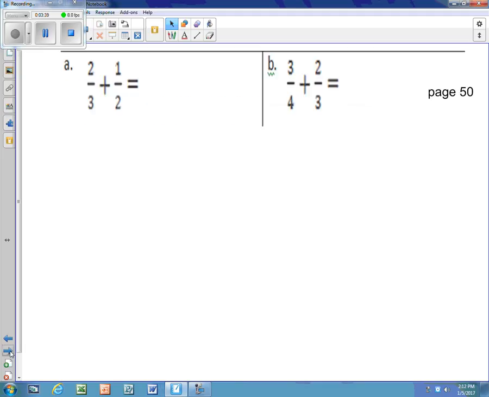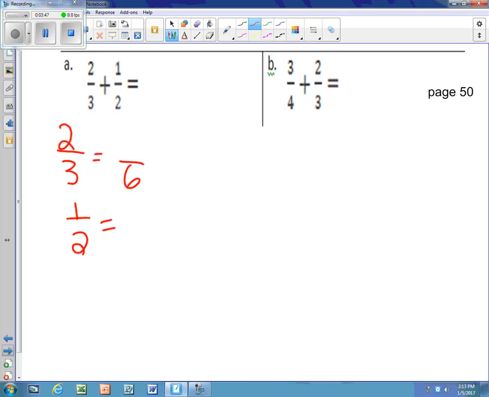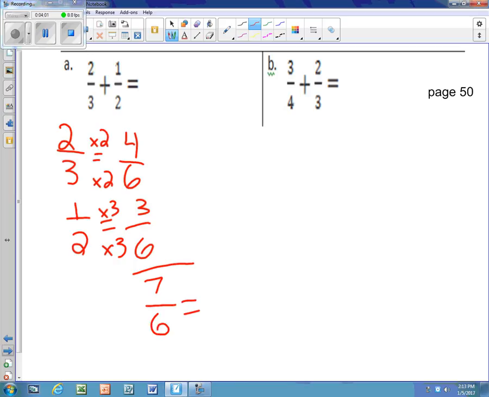There's a couple more examples where I won't list out the multiples. I have 2/3 and 1/2. And in this case, I know it's 6. And so I have to say 3 times 2 is 6. So 2 times 2 is 4. And 2 times 3 is 6. 1 times 3 is 3. When I add them together, I get 7/6, which is 1 1/6.